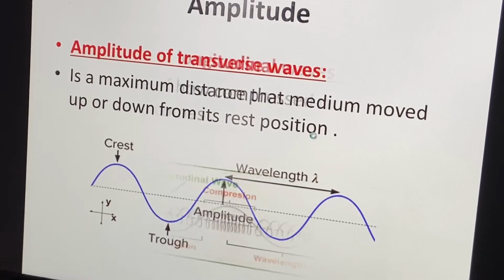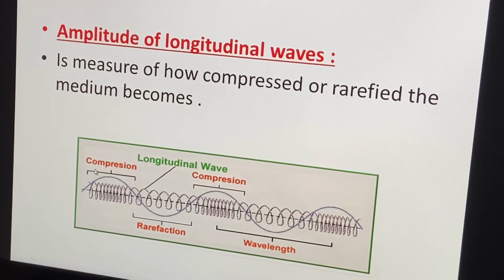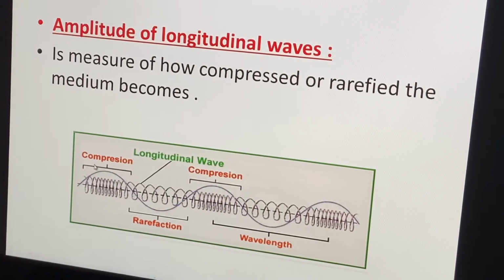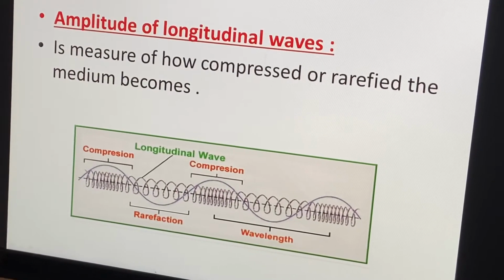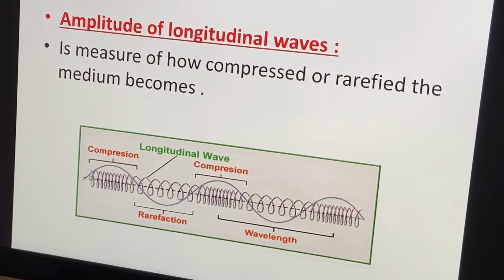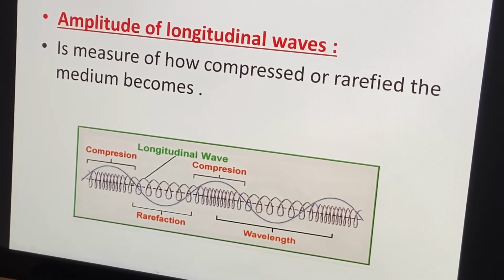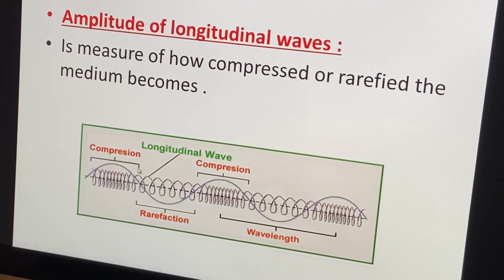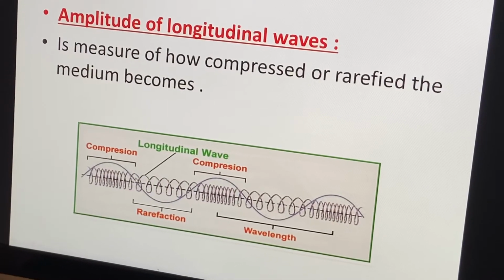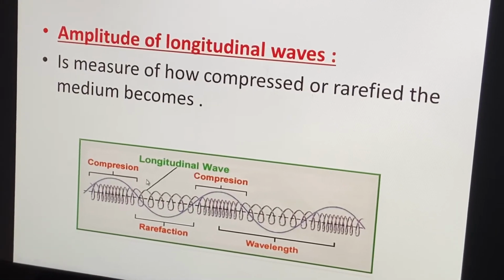But if you were talking about the amplitude of the longitudinal wave, it will measure how compressed or rarefied the medium can become. As you can see in this figure, the amplitude will be the distance from the beginning of this compression to the ending of the compression. This is the amplitude. Then, the distance from the starting of this rarefaction to the end of the rarefaction is also an amplitude, and so on.